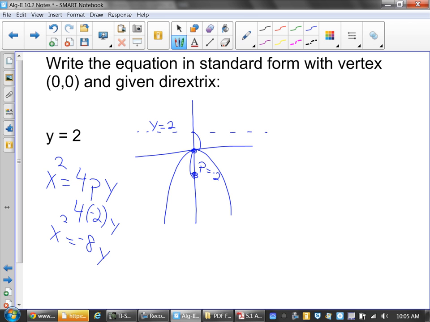And you're done. You're trying to get it back to that x squared equals 4py form. You're taking some of the information that they give you, whether it's the focus or your directrix, knowing where that's going to be placed, because everything is centered at the origin. So if you do a rough sketch, you can back yourself out of it without too much of a hassle. Okay? Let's try another one like that.